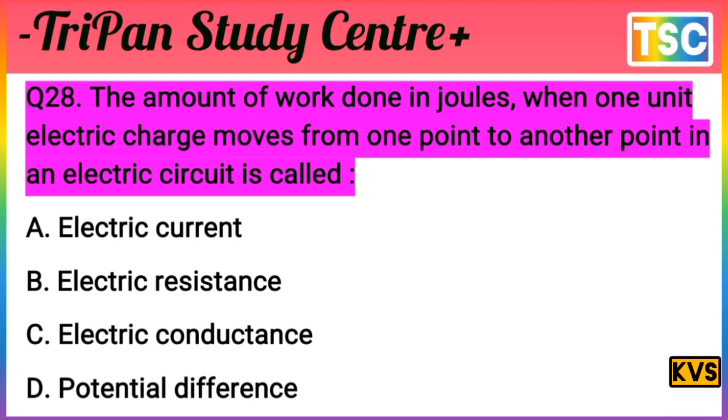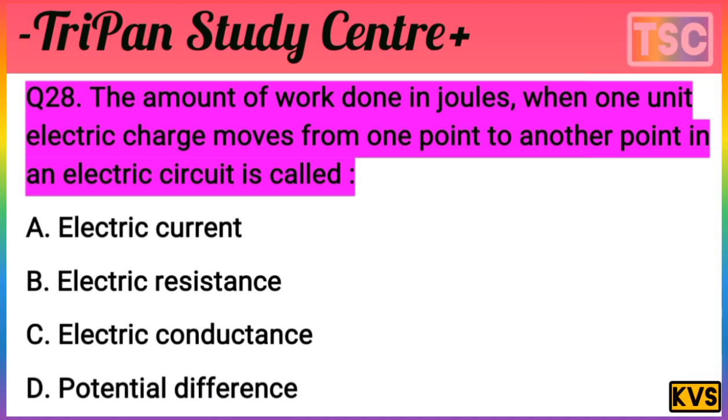That's important here, but the options are also important. A, electrical current; B, electrical resistance; C, electrical conductance; D, potential difference. But first of all, check your knowledge. I give you a few seconds. You must have a thought of your answer. Let's see what the answer for this question is.